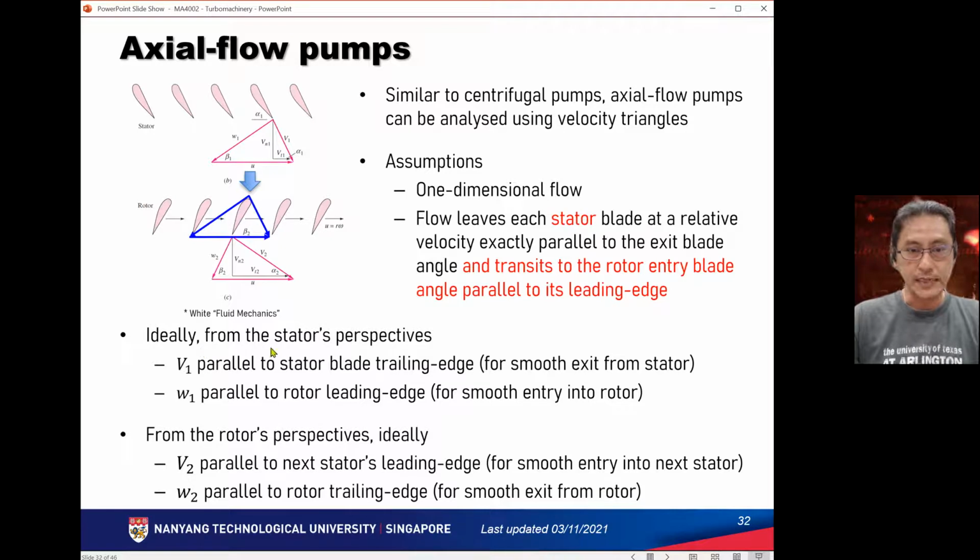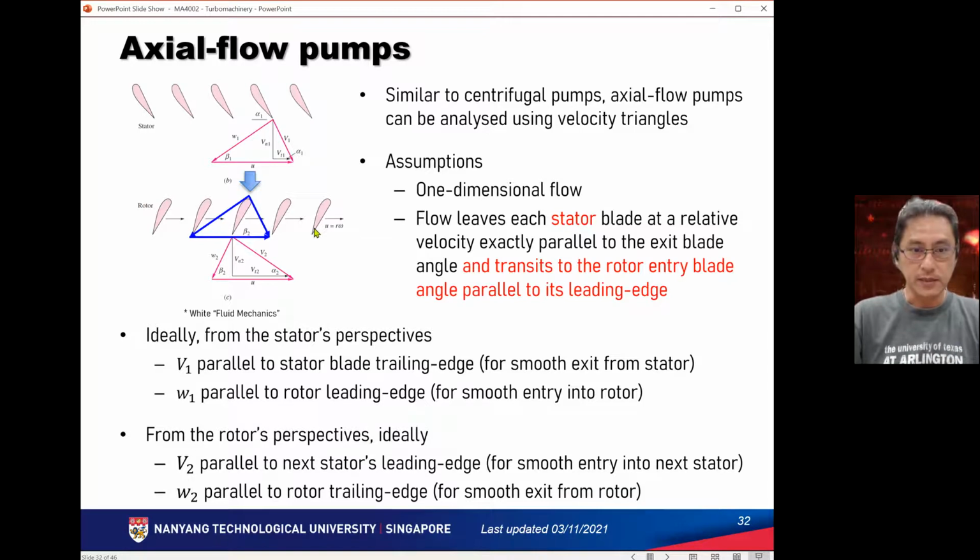From the stator perspective, V1 should be parallel to the stator blade trailing edge, such that the flow is able to exit smoothly from the stator blade. On the other hand, W1, which is this triangle here, should be parallel to the rotor leading edge, as I mentioned earlier. So this is W1. If you translate this triangle over here, this would be W1. You want W1 to flow around the aerofoil shape of the rotor blades.